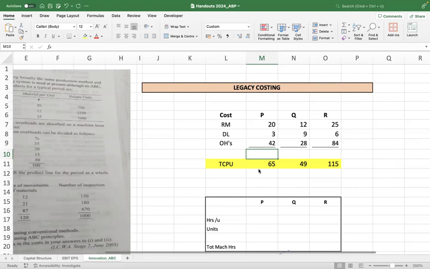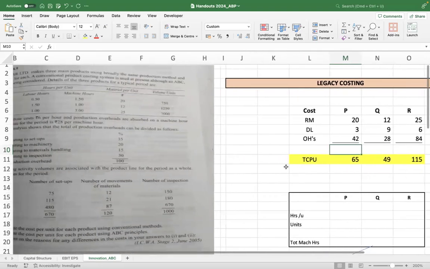Do you have an observation when you look at this data? The observation is very simple. R is the product which has taken the maximum number of machine hours. तो सबसे ज्यादा कॉस्ट वहां पे एलोकेट हो गया है. May or may not be right. I'm not sure at this stage, right? I'm just telling you one observation.